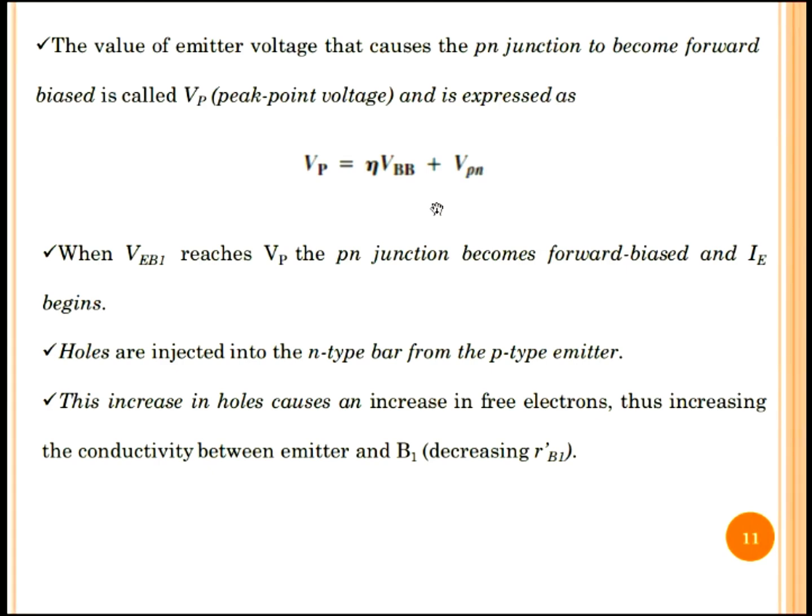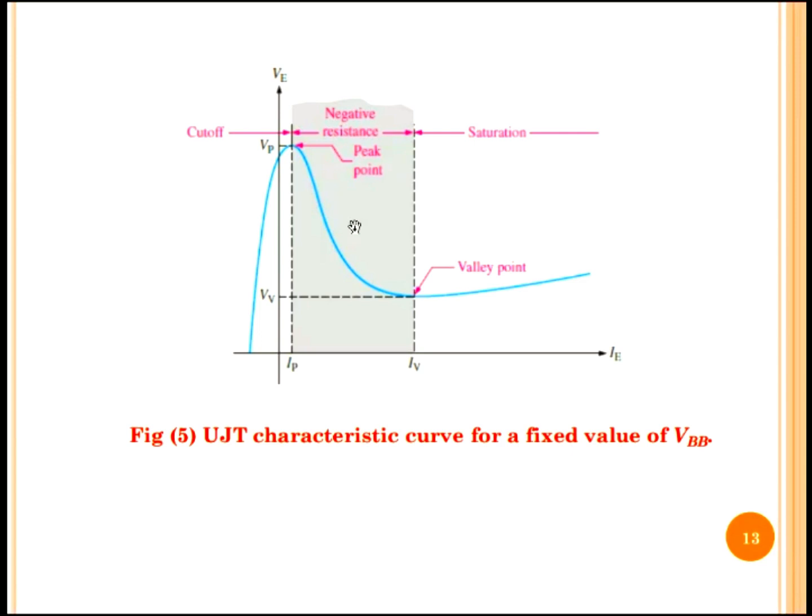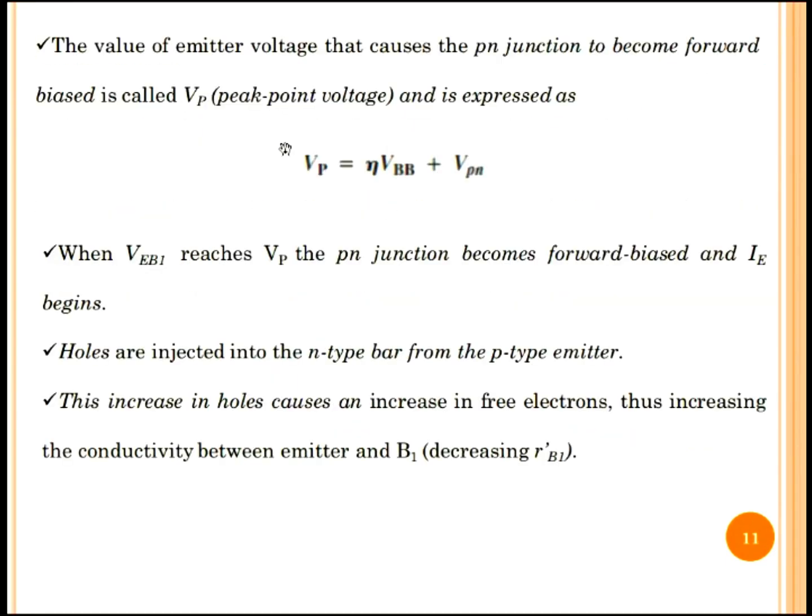The value of emitter voltage that causes the PN junction to forward bias is called basically the VP. You can just look at this region. So this is the voltage corresponding to that. In the forward region, it will just enable the device to act. So that voltage we call the peak point voltage.